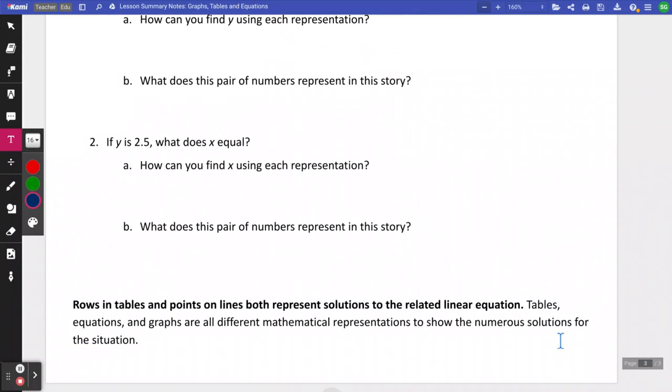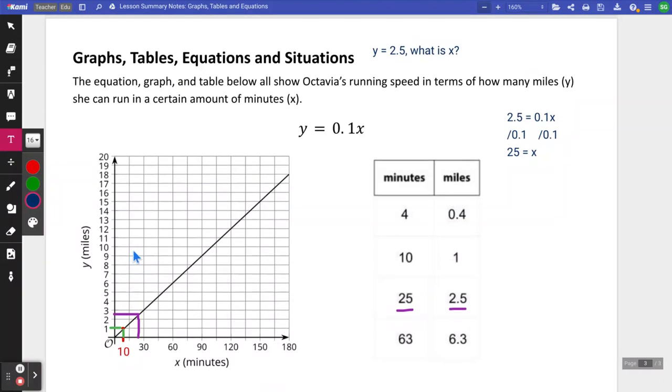So to summarize this last part, rows in tables and points on lines both represent solutions to that equation, those related linear equations. Tables, equations, and graphs are all different mathematical representations to show those numerous solutions we talked about earlier in this particular situation. This concept here is one that we're going to build on as we continue throughout this unit, but this, I think, gives us a really good summary of some stuff we had learned back in pre-algebra with graphs, tables, and equations, and helps reinforce the stuff we learned about solution points in yesterday's lesson.